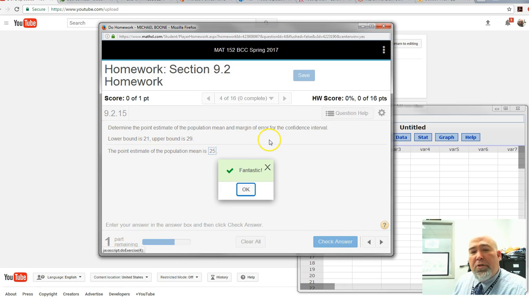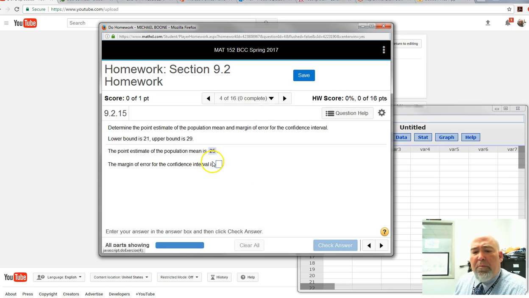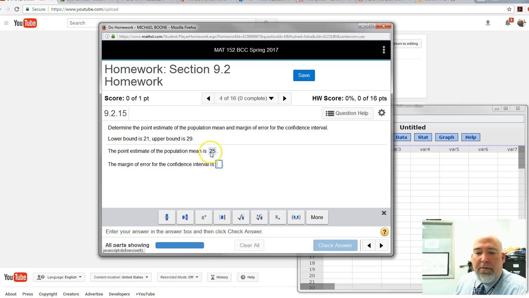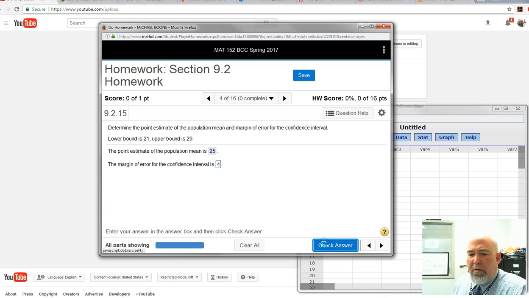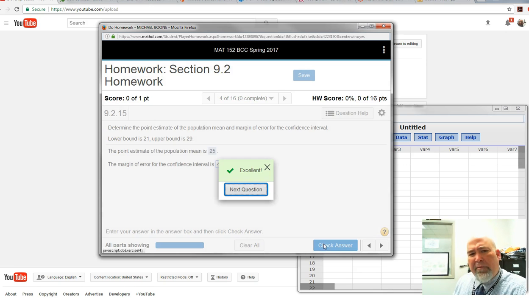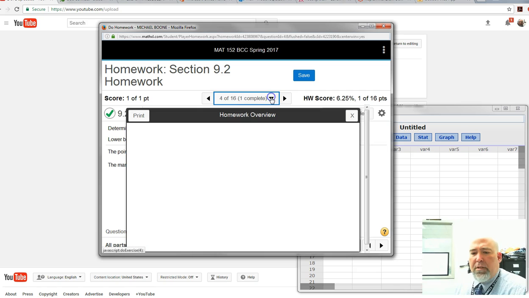The margin of error, that's how much you have to add or subtract. So to go from 25 to 29, it's 4. To go from 25 to 21, it's 4. So that's my plus or minus. That's my margin of error. So I just wanted to talk about a little bit of an understanding of the formula, but understanding what it's doing. The next one I want to look at is number 7.